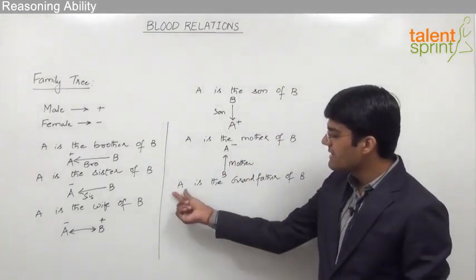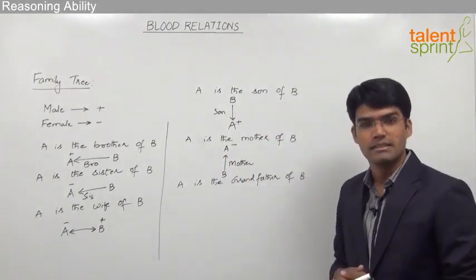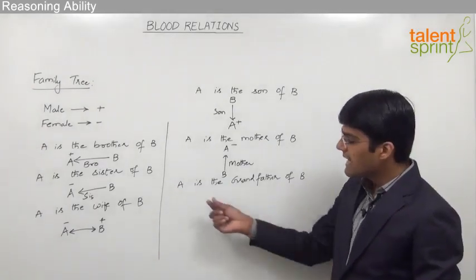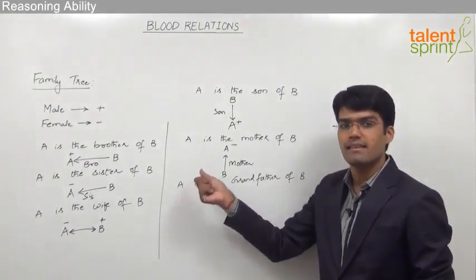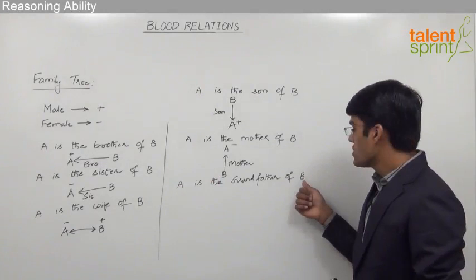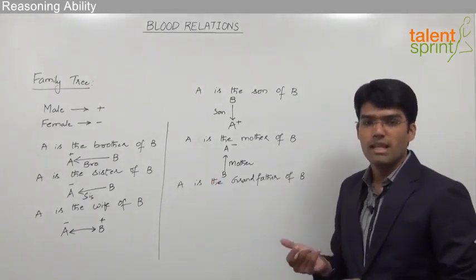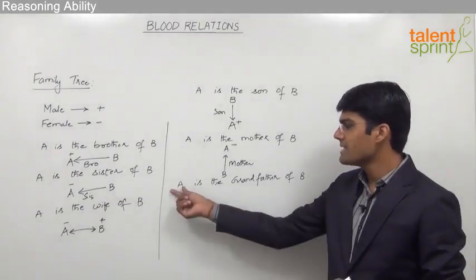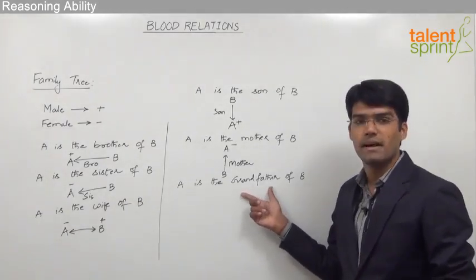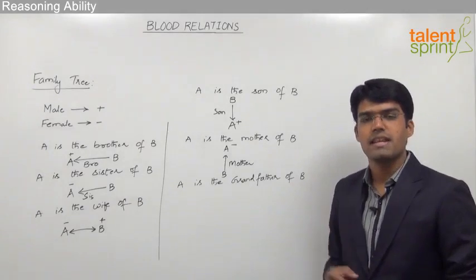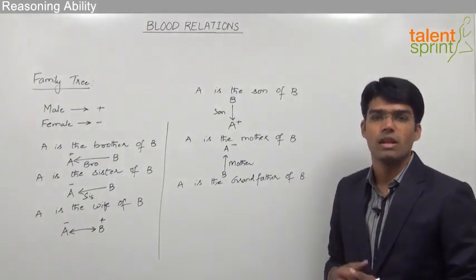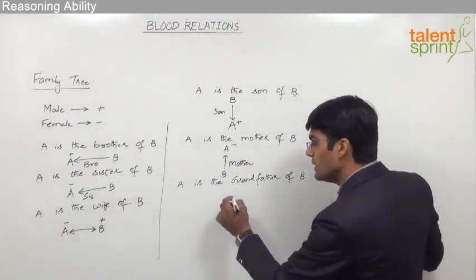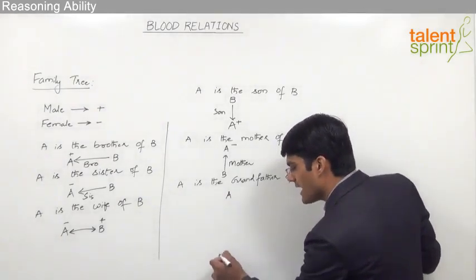In this case, you can see that A is the grandfather of B. So from this, we can say that A is a male person as he is the grandfather. But again, the gender of B is not known. B can be a male grandchild or a female grandchild. So we can say that A is a male person and he is the grandfather. That means the generation gap between A and B is of 2 levels. So in this case, we need to represent A and B as follows.